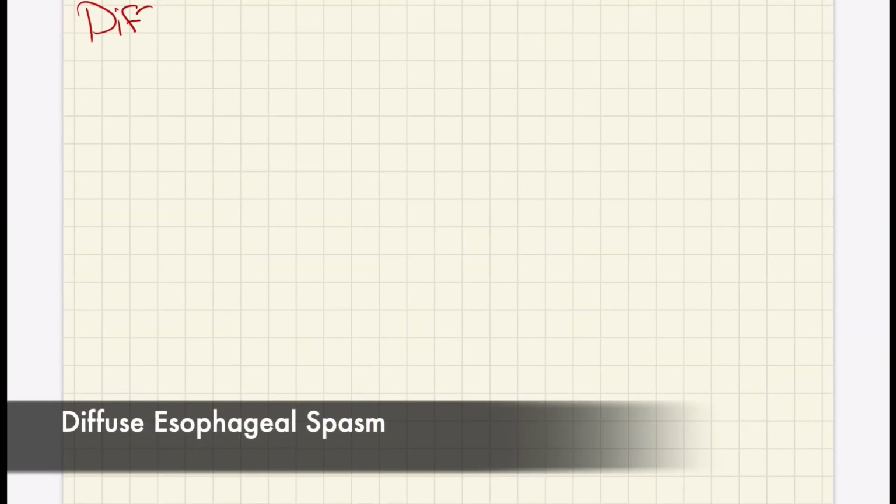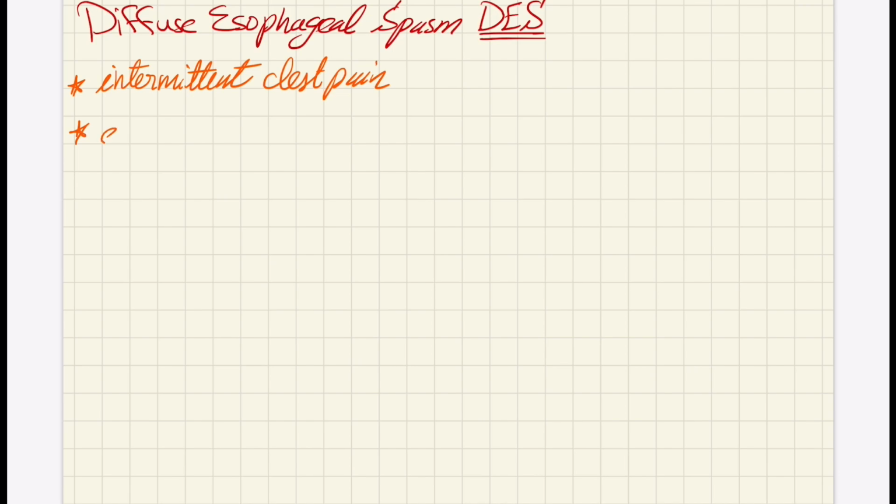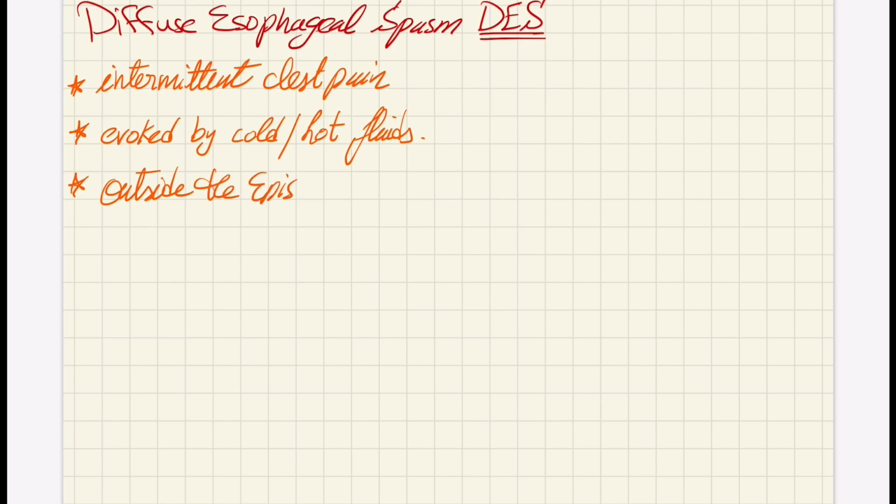Now, for diffuse esophageal spasm. In this disorder, we have intermittent symptoms. There is spasm of the esophagus, and it happens all over the esophagus, so the symptoms are intermittent. We have intermittent chest pain evoked by hot fluids or cold beverages, and outside the episodes, the patient is normal. So it is just like variant angina or like asthma. We have a spasm of the esophagus.